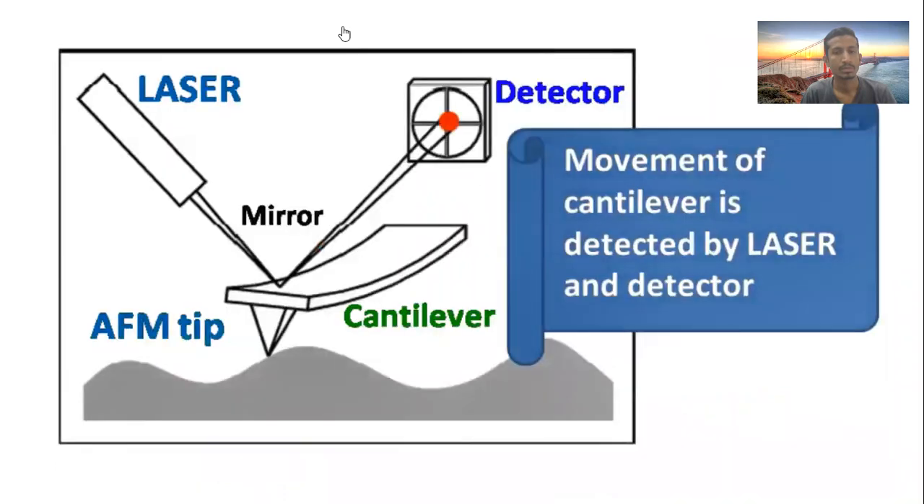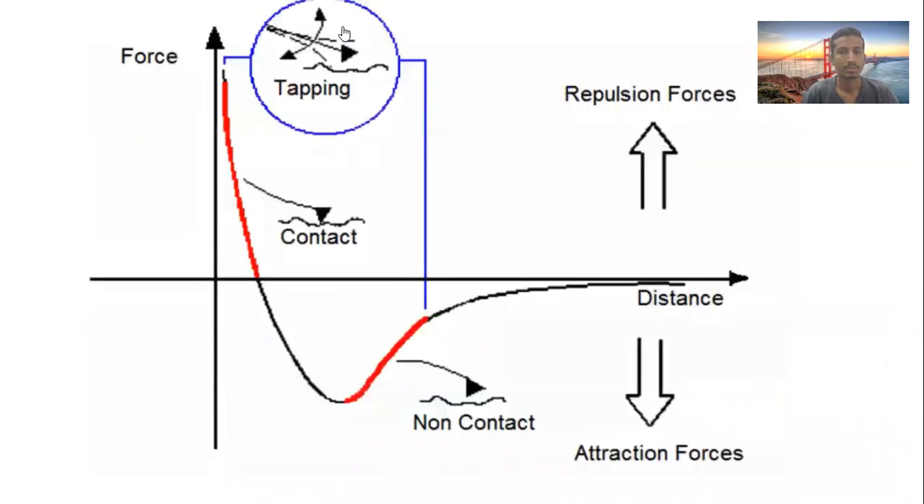However, it was later on replaced by a laser and a mirror, which would record the oscillation of the tip. As the cantilever moves up and down depending on the sample surface, the laser is deflected and gives information about the sample surface. There are three main modes in which the atomic force microscope is operated: contact mode, non-contact mode, and the tapping mode.